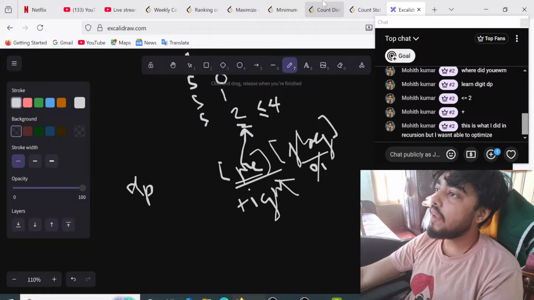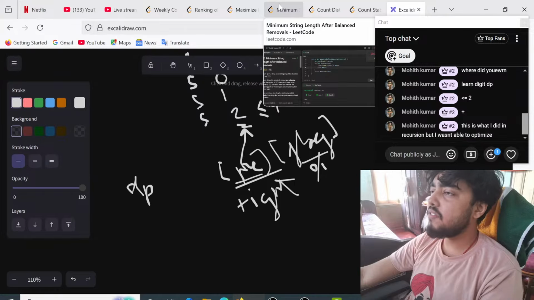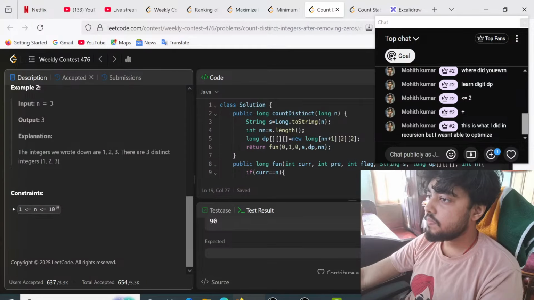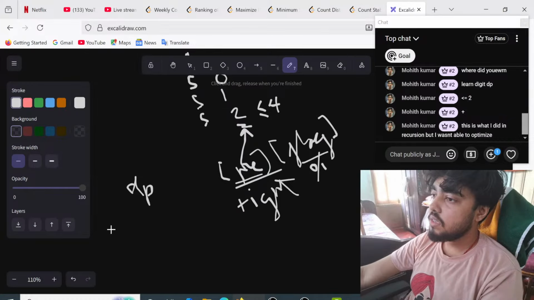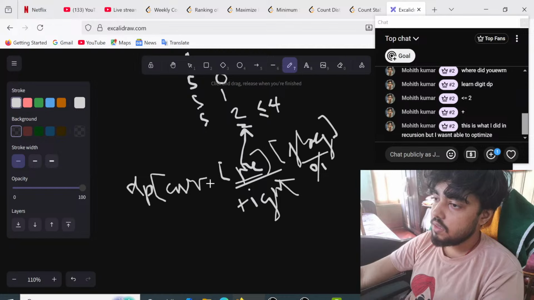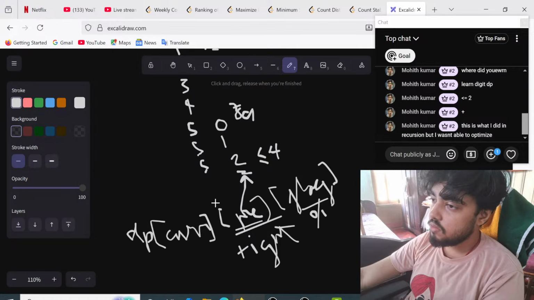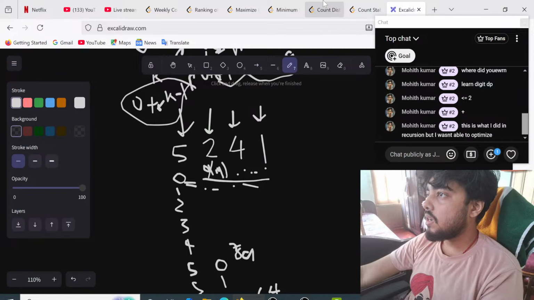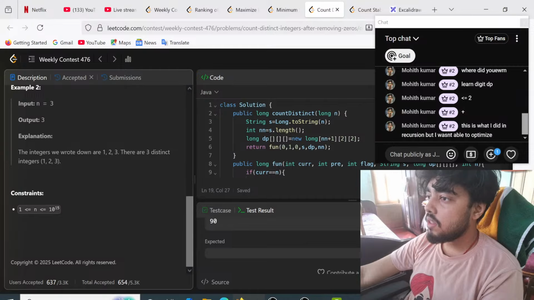So pre-flag, and what was the other? I think that would be the current position. So what is the current position? The current position is nothing but the position that you are pointing to. First of all, you will be pointing to this 5, then this 2. So that is the current position. Now, since you got the basic logic of it, I'll explain how the code has been written.